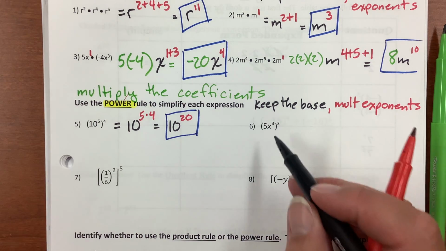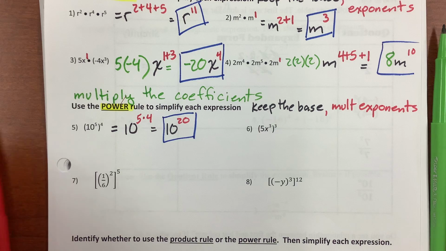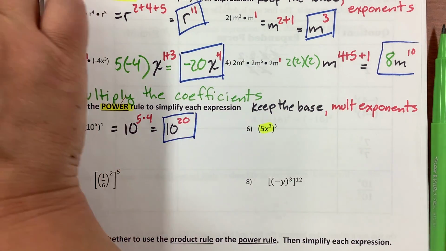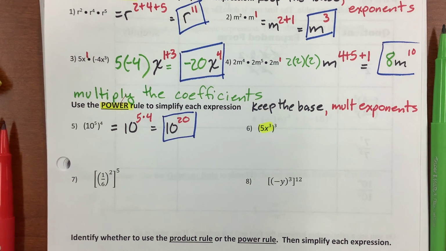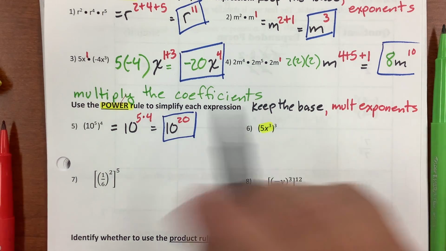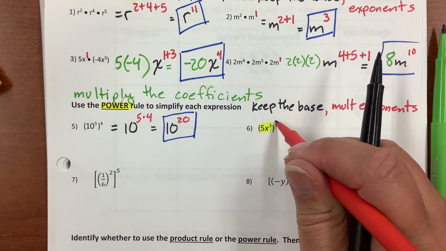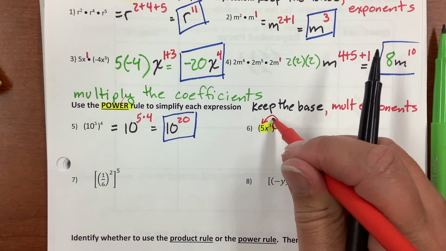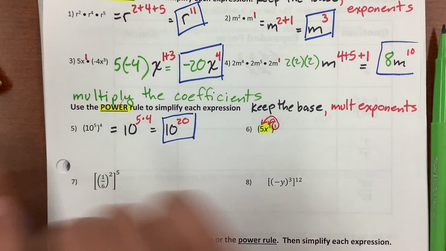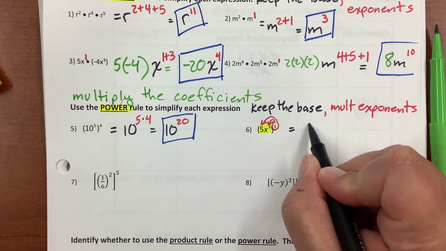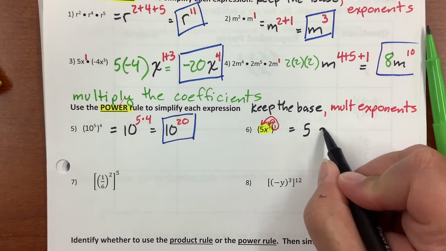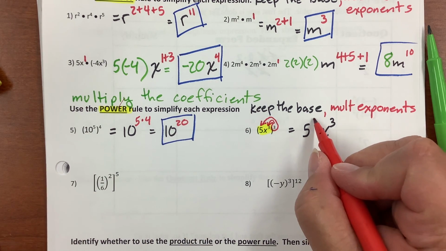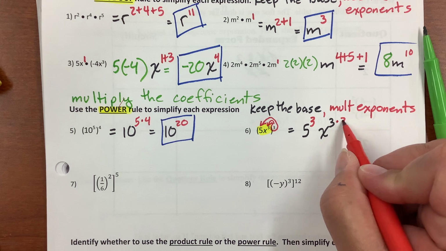All right. But this one, the base is everything that is inside the parentheses. 5x to the third, the whole thing. So I have to distribute this 3 on the outside and make that 5 to the third power, and I have to multiply those exponents. So I have my bases, 5 and x to the third, and they both get that exponent 3.